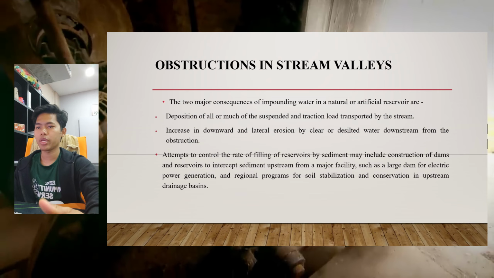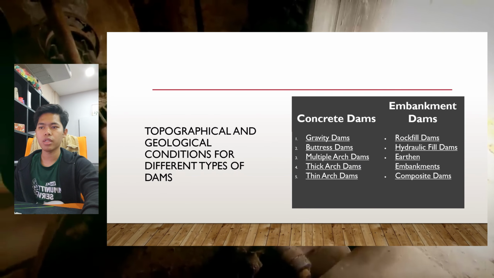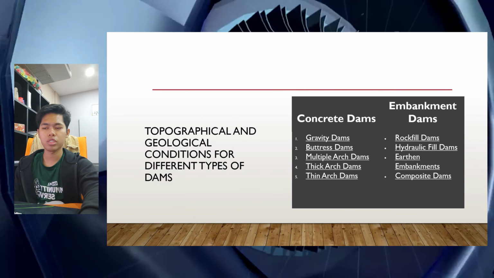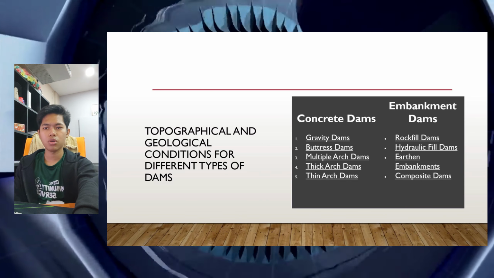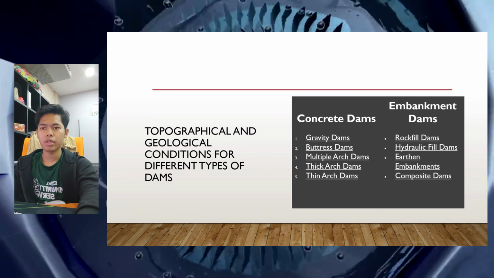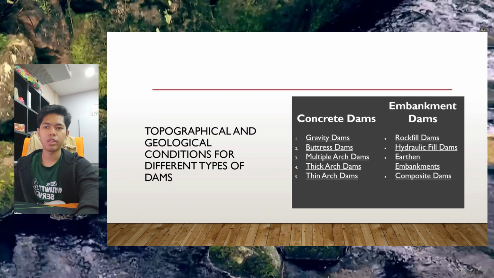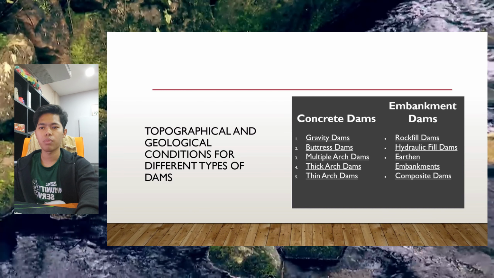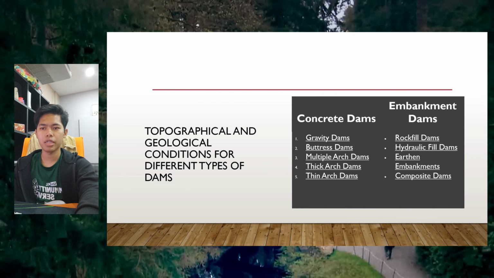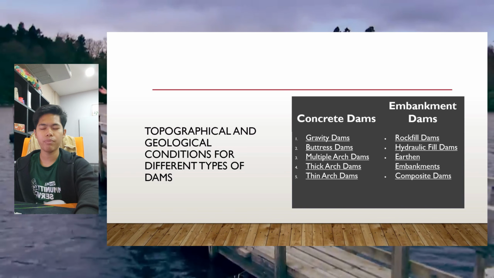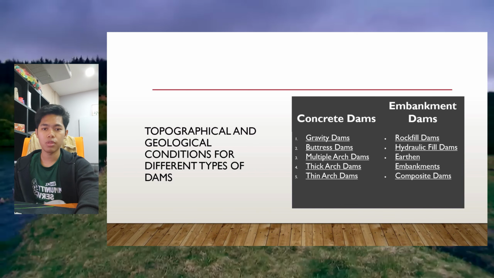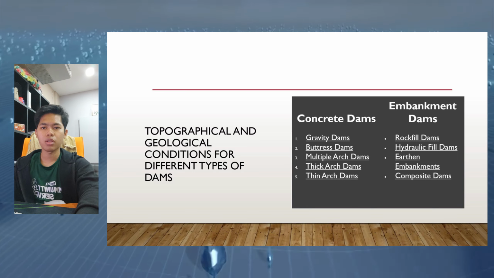Okay, now we can see the topographical and geological conditions for the different types of dam. There is the concrete dam, we have five: a gravity dam, buttress dam, multiple arch dam, thick arch dam, and thin arch dam. There is the embankment dam that we have: rock fill dam, hydraulic fill dam, earth dam, and compressor dam.